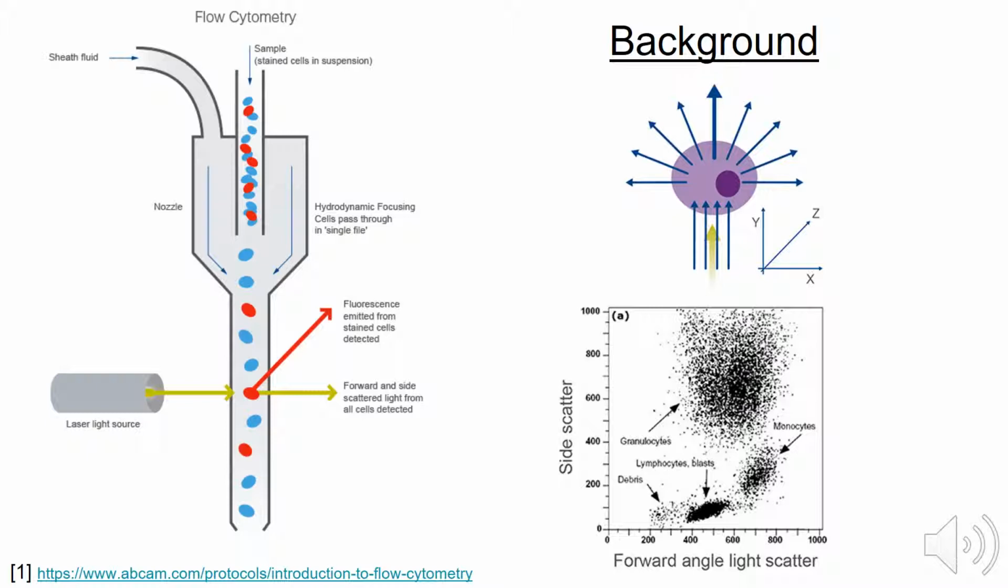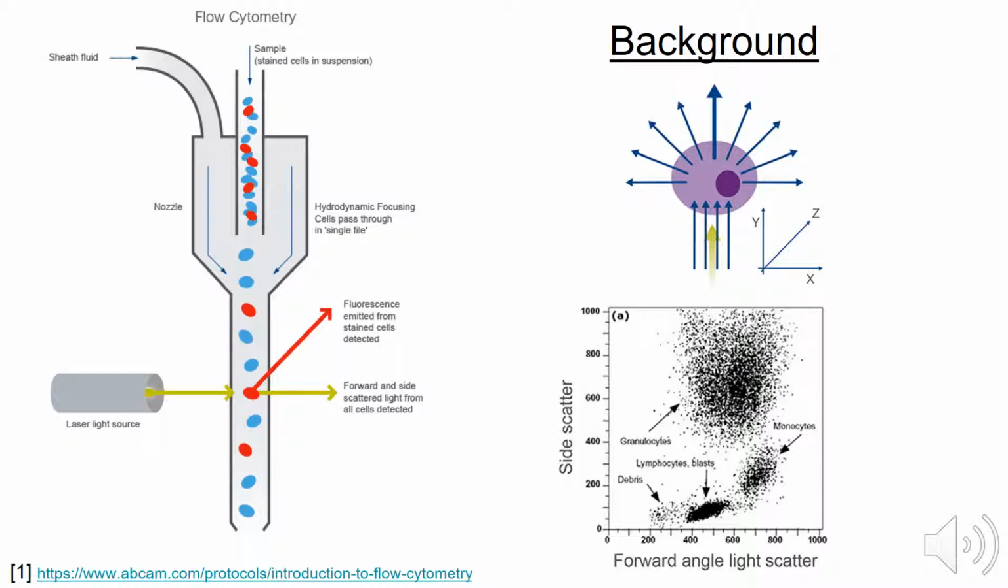As the cells pass through the center of the setup, they are hit with a laser beam, and the light that is scattered from them is detected as shown in the top right figure. This light is split into two categories: forward scatter, which correlates to the size of the molecule, and side scatter, which correlates to the granularity.